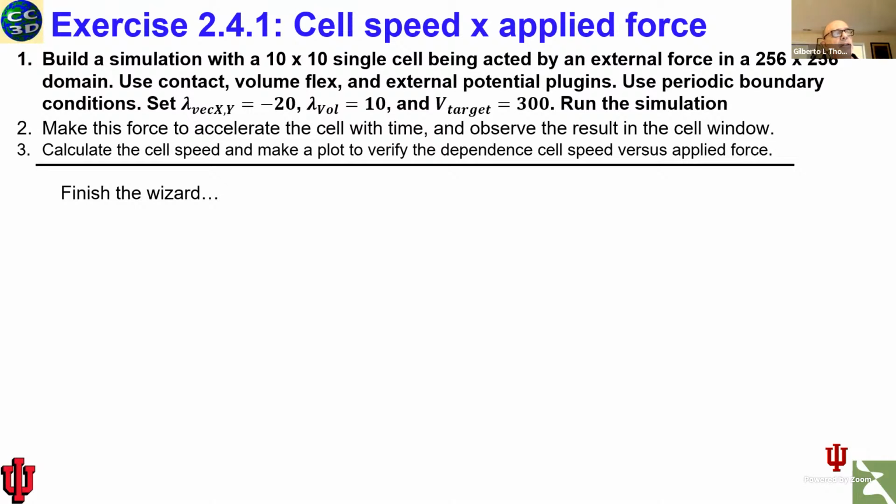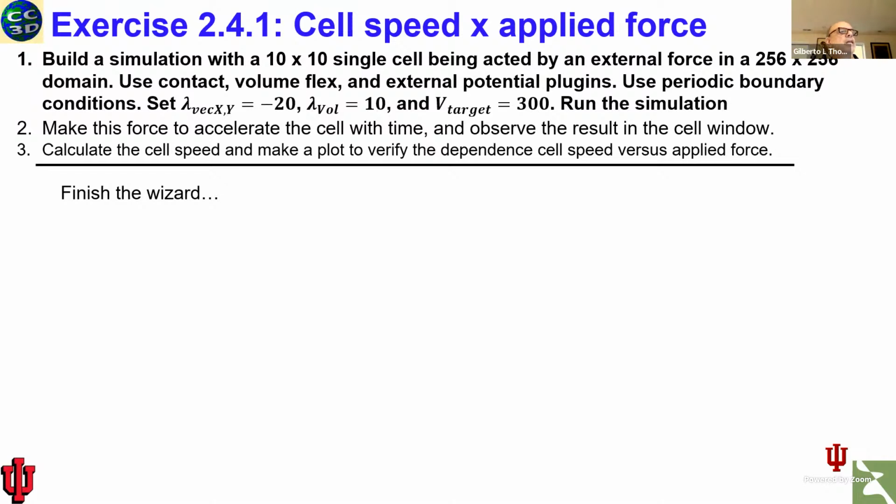And you have a 10 by 10 single cell, and the external plugin acts over the cell, making a force. The components of this force, the lambda vec X and Y, have the values -20, and the cell features are: the lambda volume for the cell is 10, and the target volume for the cell is 300. And they use boundary conditions.